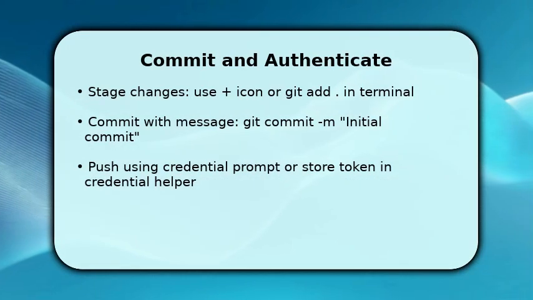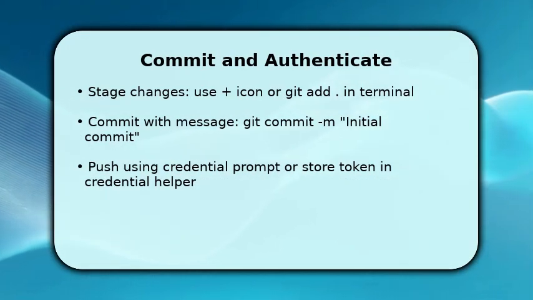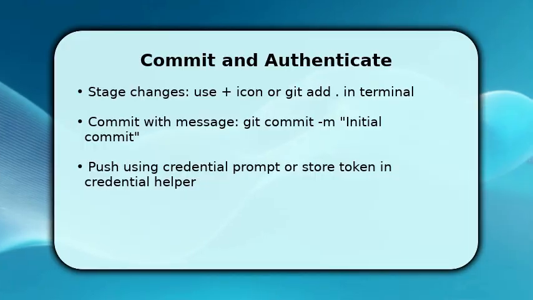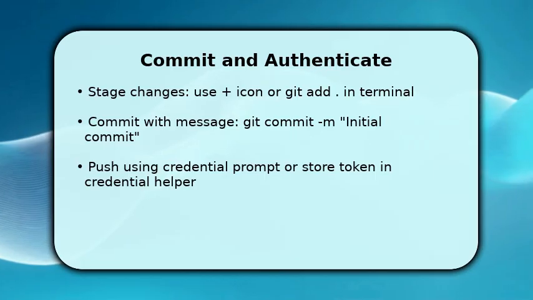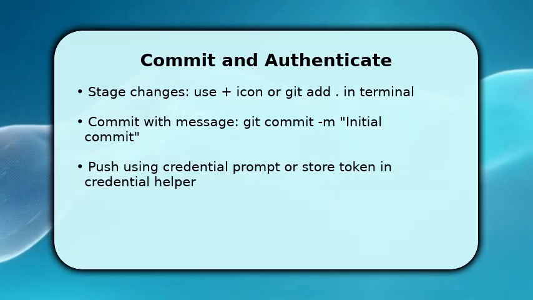Now you'll create a commit and authenticate. Stage your changes using the source control icons or git add in the terminal, then commit with a clear message. When you push, VS Code will prompt for credentials. Paste your GitHub personal access token as the password. Alternatively, configure the Git credential helper to cache the token so you won't re-enter it each time.